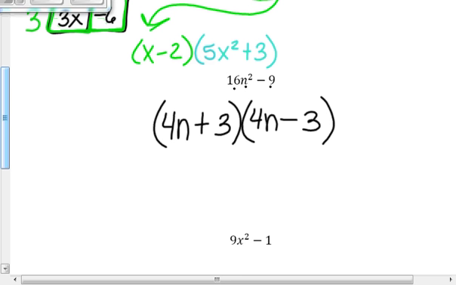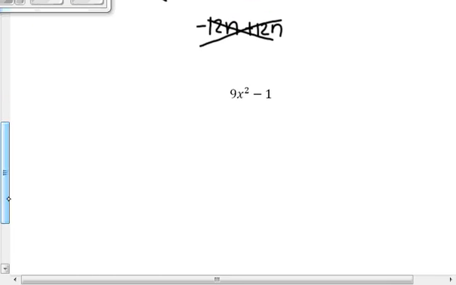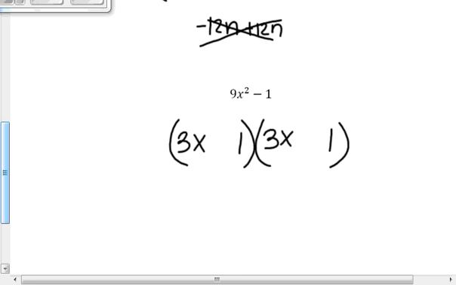We call these conjugates, because when you multiply the 4n times negative 3, you get a negative 12n, and 3 times 4n gives you a positive 12n, and the middle terms cancel out, so all you're left with is your 16n squared and your negative 9. Same thing happens with this one. Square root of 9 is 3. Square root of x squared is x. Square root of 1 is 1. One's positive and one's negative.